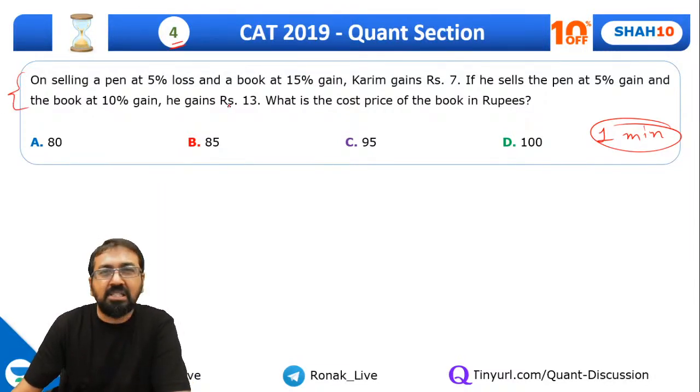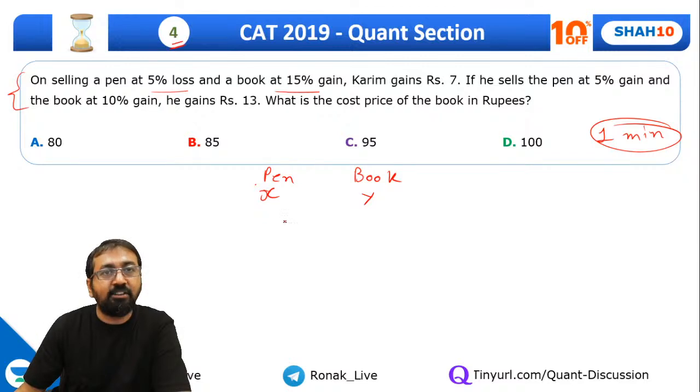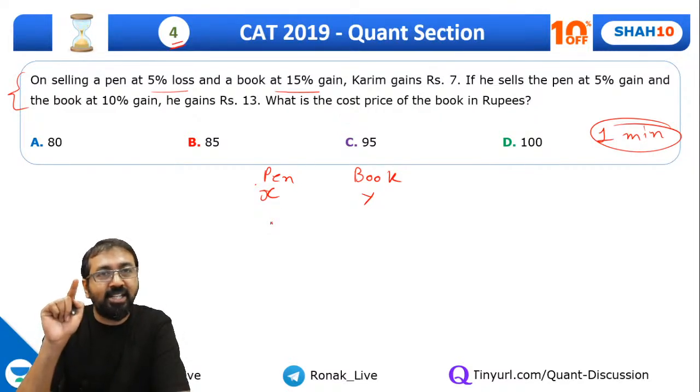Two-liner question, percentage, must be an easy question. Book and pen, how many book and pen questions have you solved? Plenty. So you can assume cost price of one pen as X, and cost price of one book as Y. Now what it says, on selling a pen at 5% loss and a book at 15% gain. 5% loss, what is the multiplying factor? When we sell something at 5% loss, it should be 0.95, isn't that? And what will be the multiplying factor when we sell something at 15% profit? 1.15.